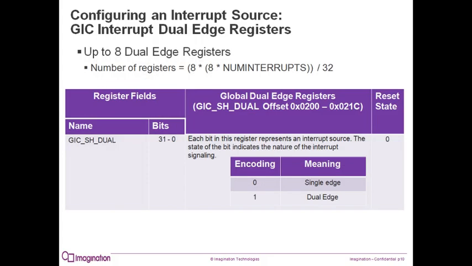If you configured a source to be edge sensitive, you can further configure it for single edge or dual edge using the dual edge registers. As was the case for the previous two registers, there are enough dual edge registers to cover the number of interrupt sources implemented. The calculation is the same as it was for the polarity registers. If a bit is set to 0, the interrupt is single edge. If the bit is set to 1, the interrupt is dual edge.